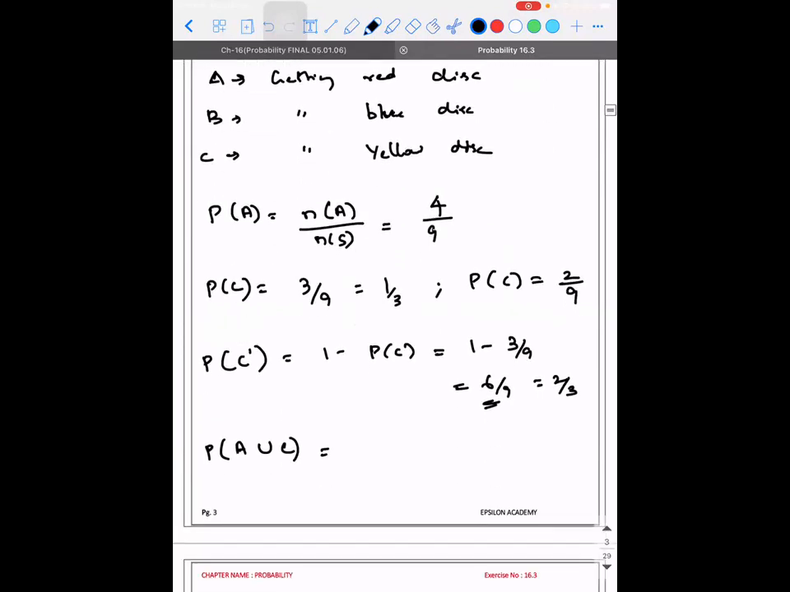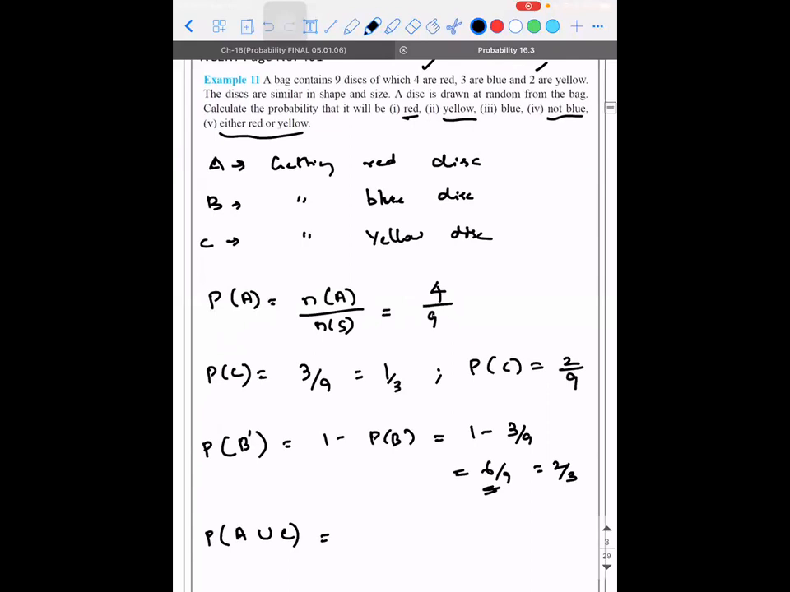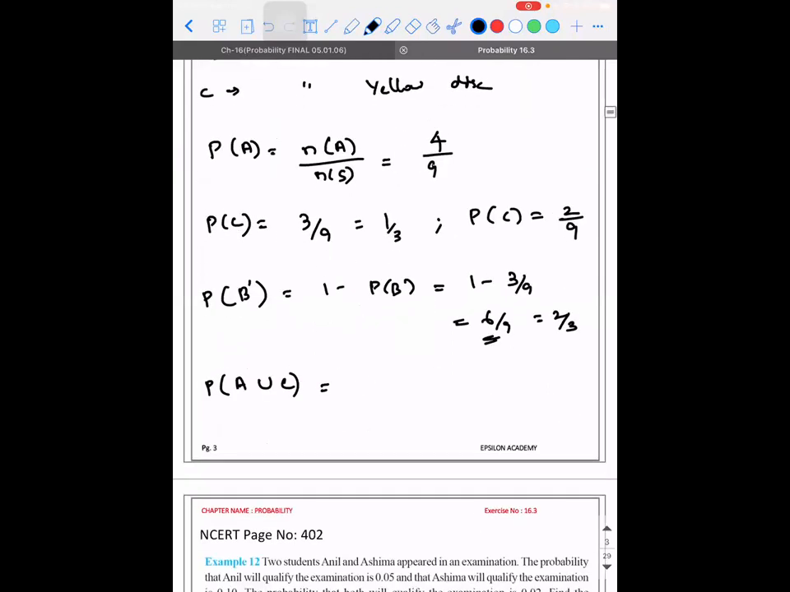Oh, not blue is B dash. Sorry. So probability of getting either red or yellow. So how to do, guys? This is probability of A plus probability of C minus probability of A intersection C.